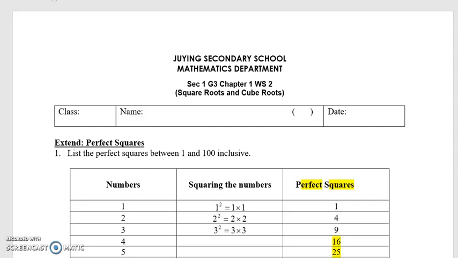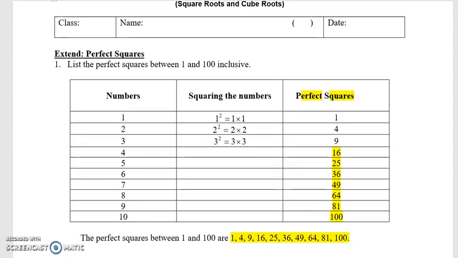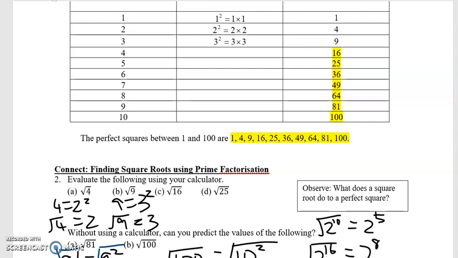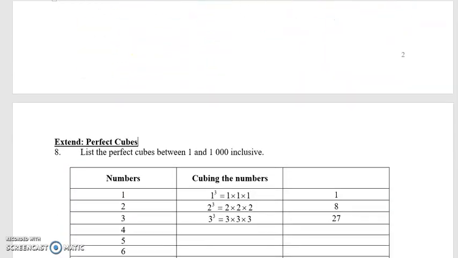Okay, for this video, we will be using your Chapter 1 Worksheet 2, and then we will be looking at perfect cubes. In the earlier lessons, we have actually done perfect squares, filled in the tables, and learned how we can find square roots of certain numbers using prime factorization. So now we'll be looking at perfect cubes.